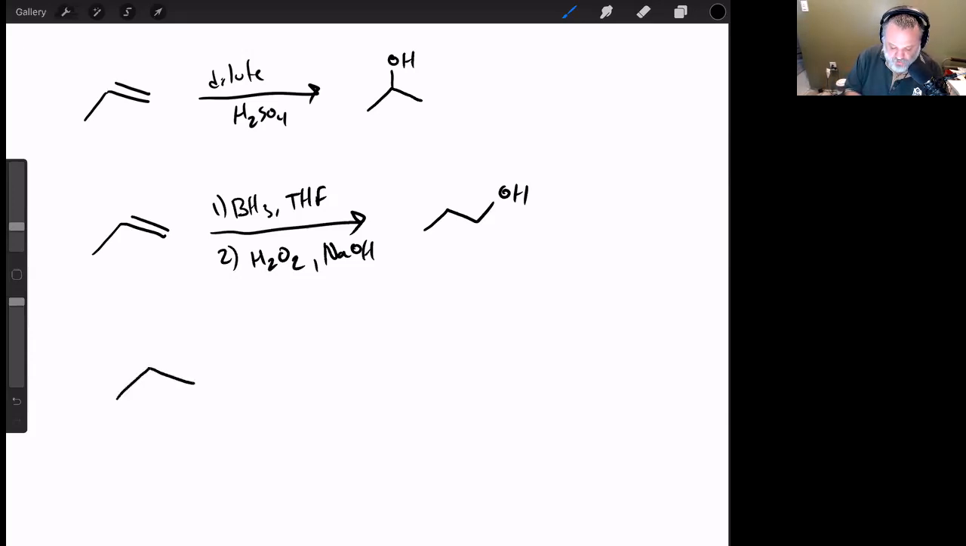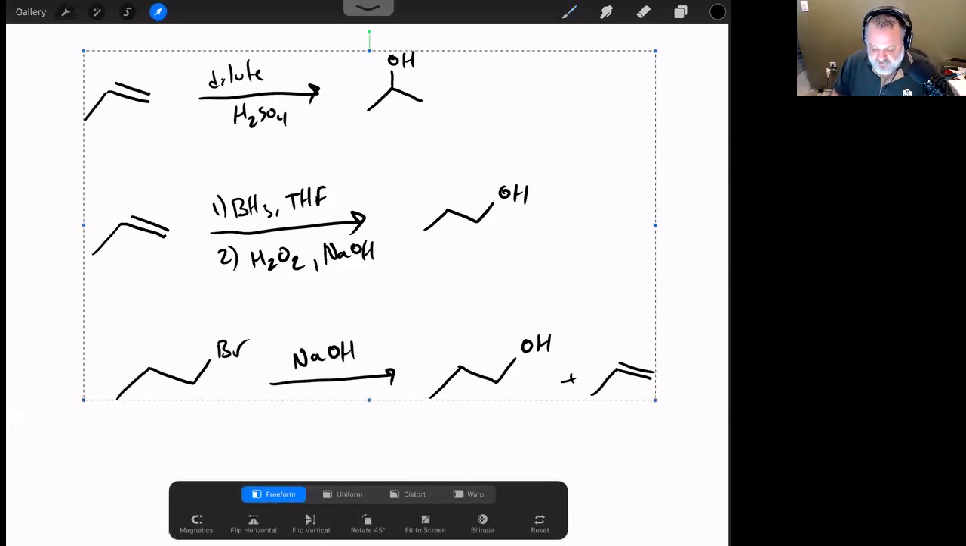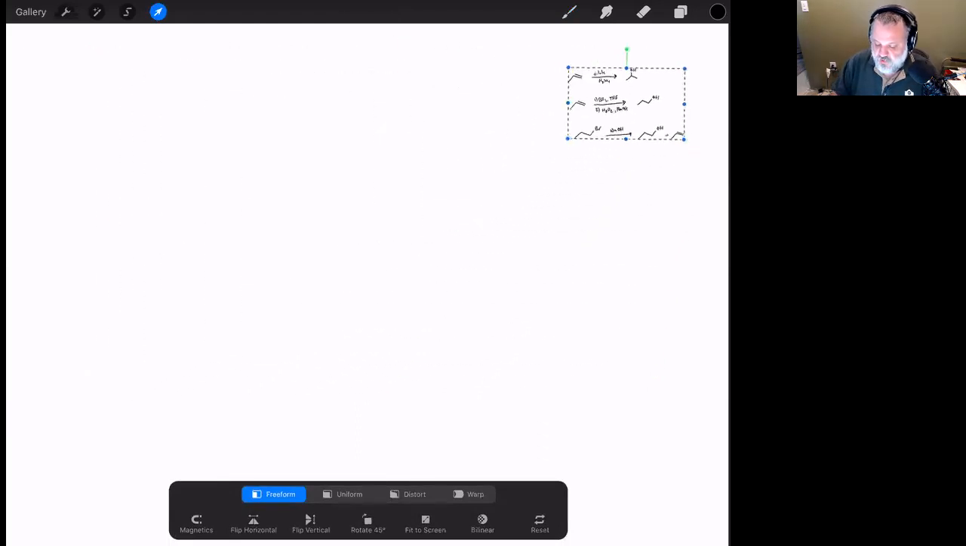We know that an alcohol could theoretically be formed from a substitution reaction. But of course, this is going to be in competition with the elimination product. And in most cases, the elimination product will be favored. But there's a couple of new ways that we want to learn on how to synthesize alcohols.